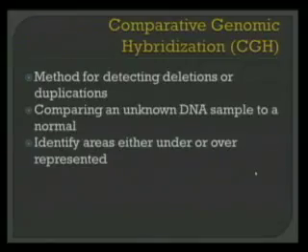So the basis for microarray is this comparative genomic hybridization. It's a method where we can look at deletions or duplications by comparing to a normal sample. You're looking for either an overrepresentation, greater than what the normal is, or less than what the normal is.